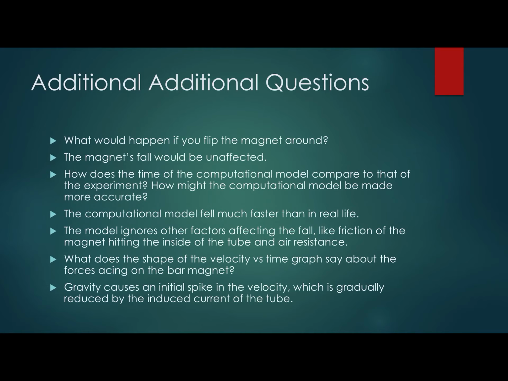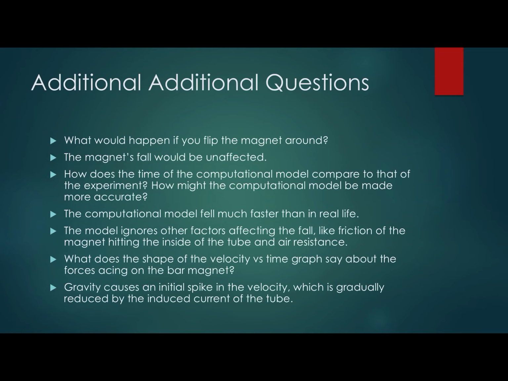The computational model showed the magnet falling much faster than it did in real life. This could be because the model ignores other factors affecting the fall, like friction of the magnet hitting the inside of the tube and air resistance.